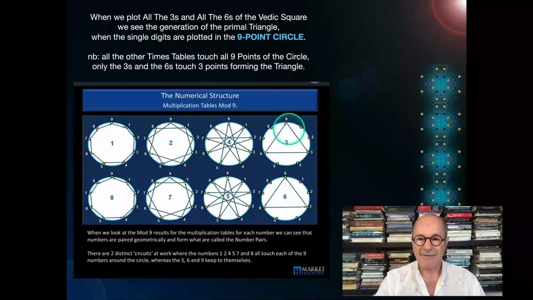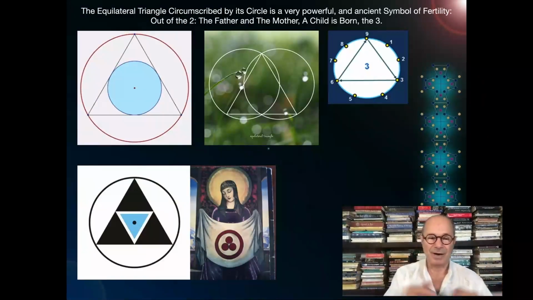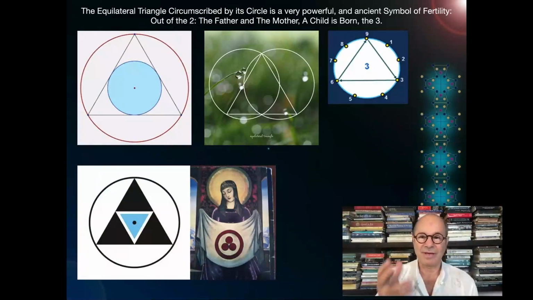So when we have 1 to 9 in a circle and we join 3, 6 and 9, it's the only shape that just gives us a triangle. All the other times tables give us 9 points, but this is about the trinitization of consciousness. So 3 and 6 are a pair that add up to 9, and they make the beautiful Star of David.